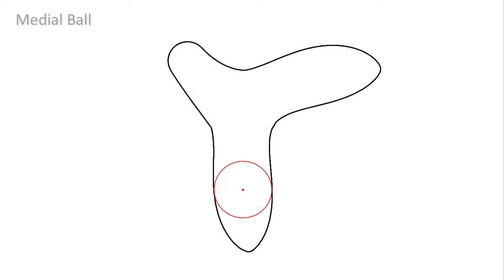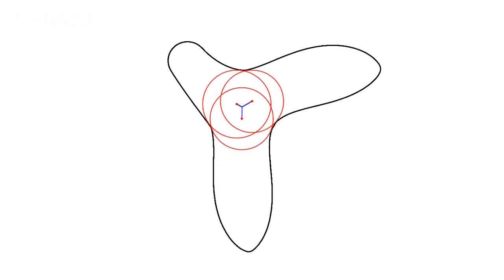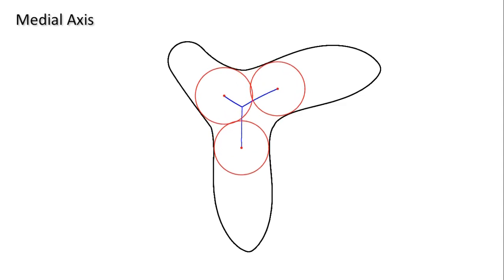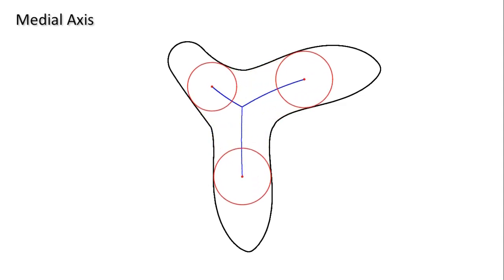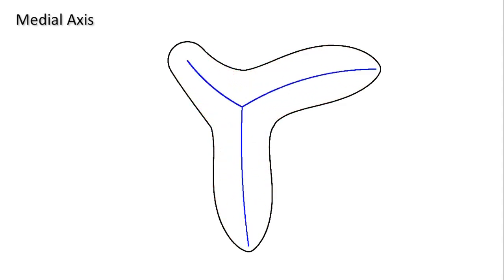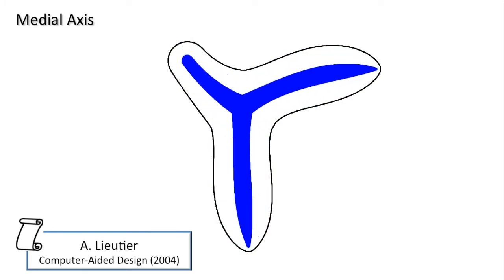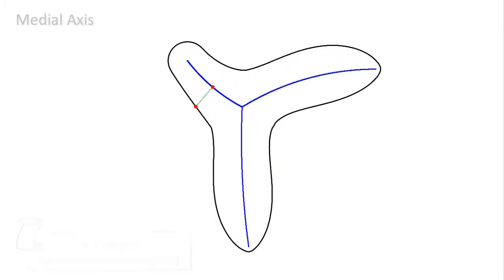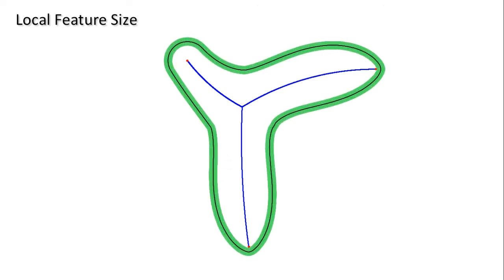A maximal tangent ball is called a medial ball. By tracing the center points of all medial balls, we obtain the medial axis of the surface. It has the same homotopy type as the surface. At any point on the surface, the local feature size is defined as the distance from that point to the medial axis. When the surface is smooth, the local feature size is strictly positive everywhere.